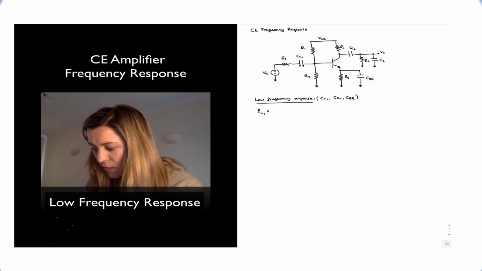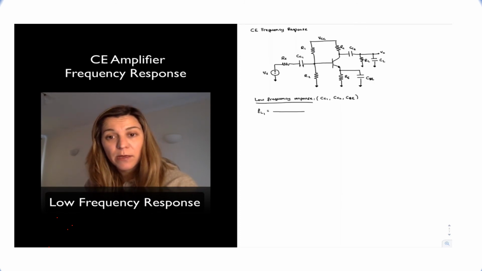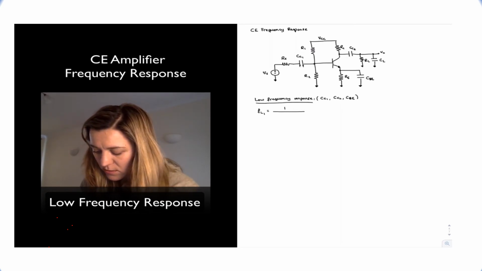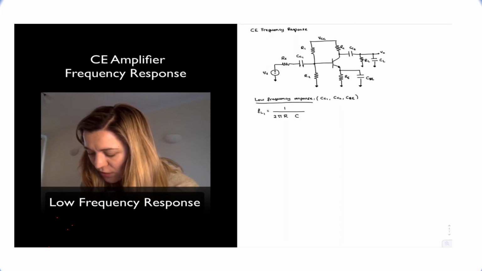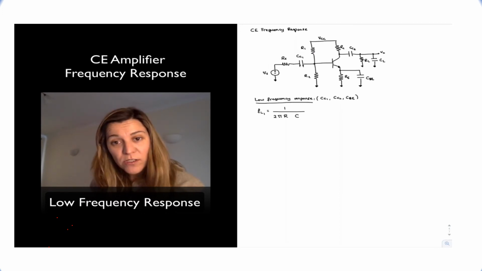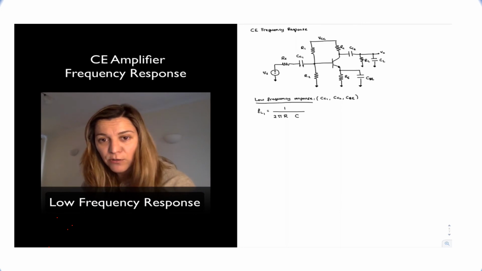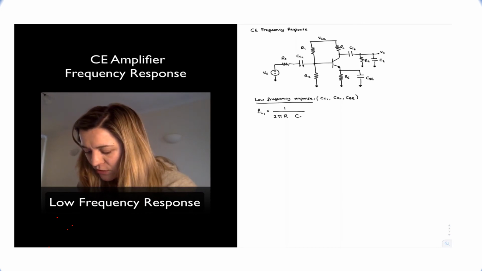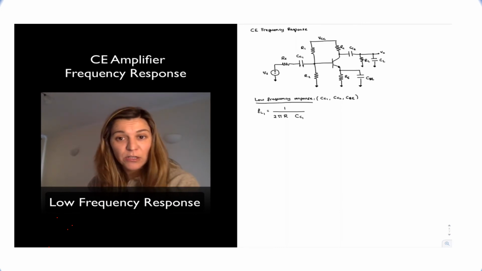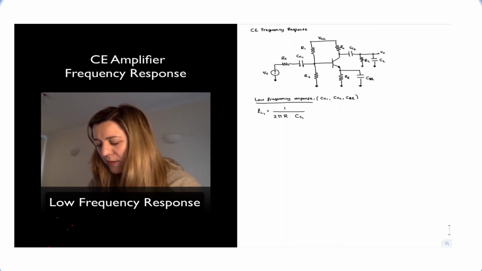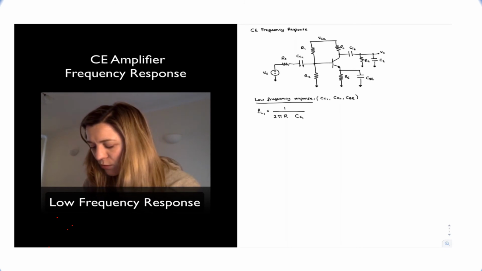The one due to CC1, they all are going to have, by the way, the same form. It's going to be 1 over 2 pi RC. The trick is in determining what's the right value of R and what's the right value of C. Obviously, the right value of C in this case is going to be CC1 because we are calculating the frequency response, or the cutoff frequency, due to that capacitor.